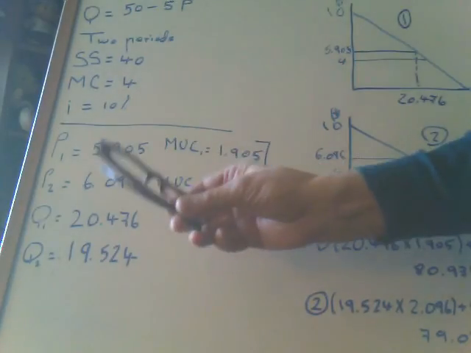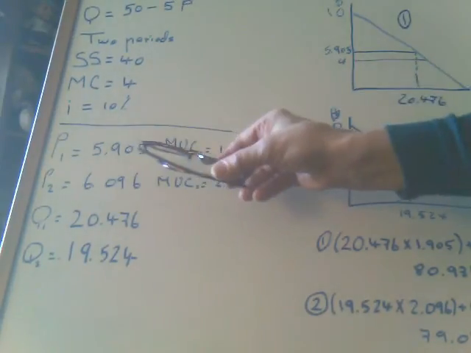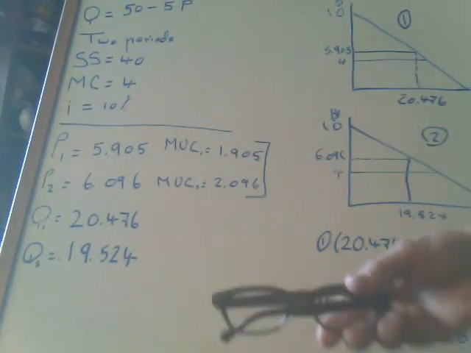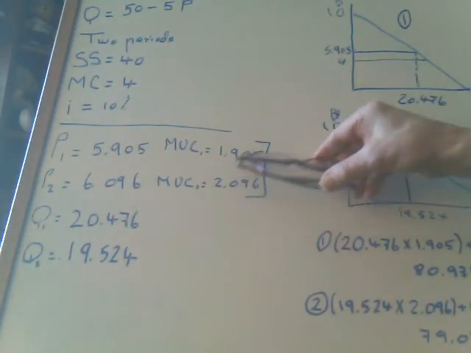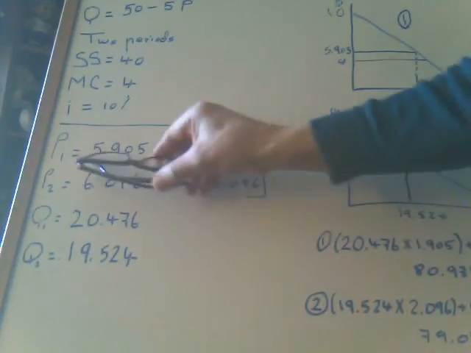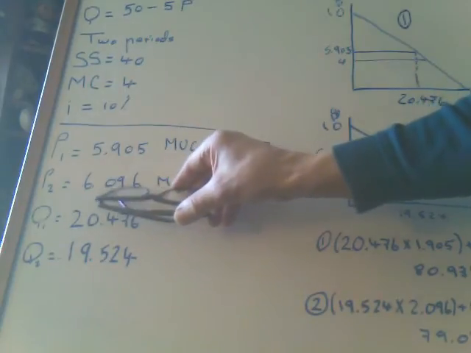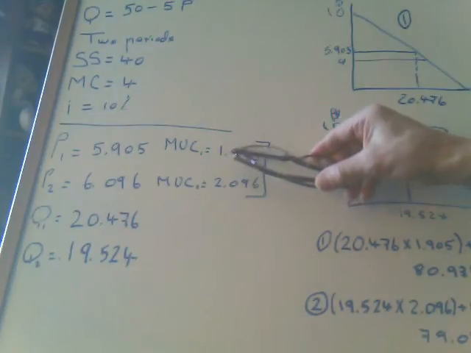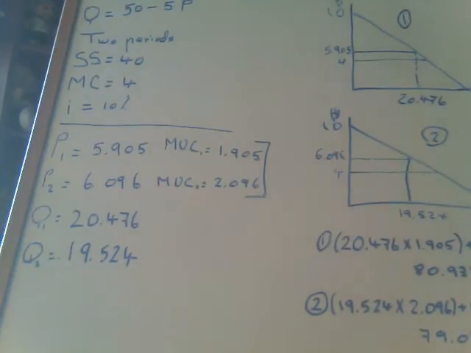We're going to say that the difference between the price in the market and the marginal cost is called marginal user cost or rent. So during period 1, rent is 1.905 because it's 5.905 minus 4. During period 2, it's 6.096 minus 4. So during period 1, it's 1.905. During period 2, it's 2.096. Now, look at these. What do you notice?